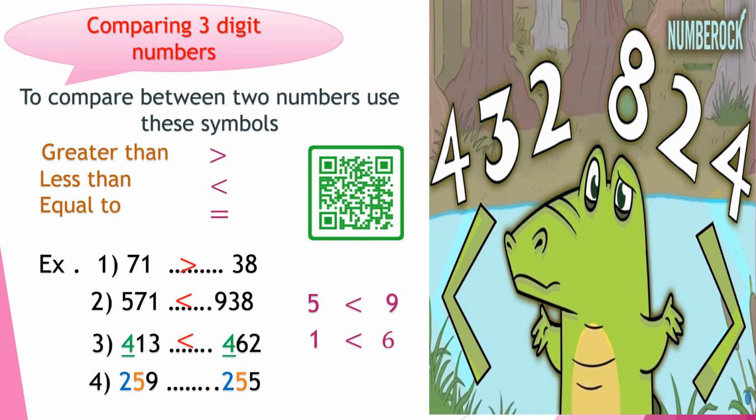Number 4, 259 and 255. We have three digits and also three digits. Look at the hundreds place, 2 and 2. The tens place, 5 and 5. They are the same. Then look at the ones place, 9 and 5. 9 is greater than 5. Then 259 is greater than 255.